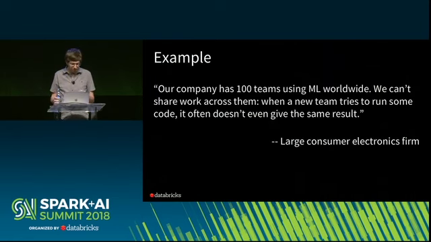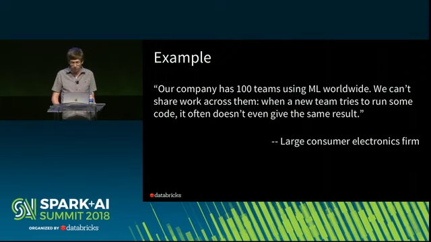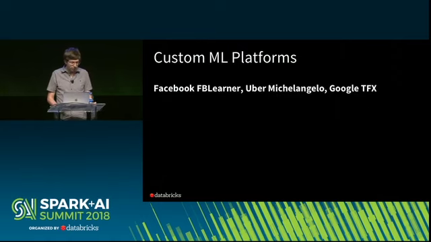As a second example, this is a large consumer electronics firm, and they have a similar problem at a larger scale. They say, our company has 100 teams using machine learning worldwide, and we can't share work across them. Whenever a new team tries to run some code, it often doesn't even give the same result. And you can see this is also a significant problem. So what can we do to attack these?